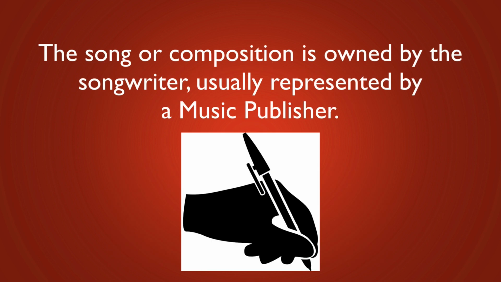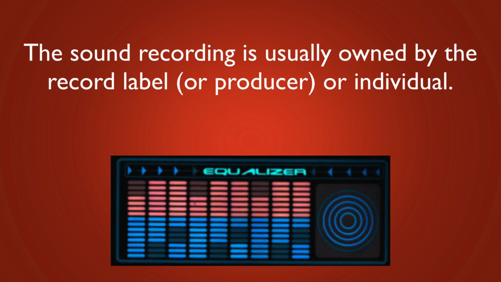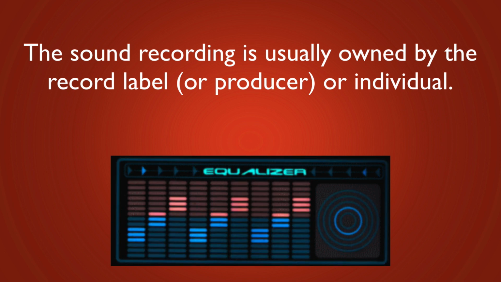The underlying song itself is owned by the songwriter, who is usually represented by the music publisher, or they represent themselves. The sound recording copyright usually is owned by the record label or the person acting on their own behalf. You need to contact the sound recording copyright owner first.